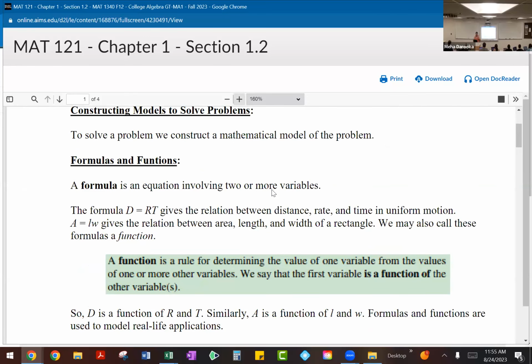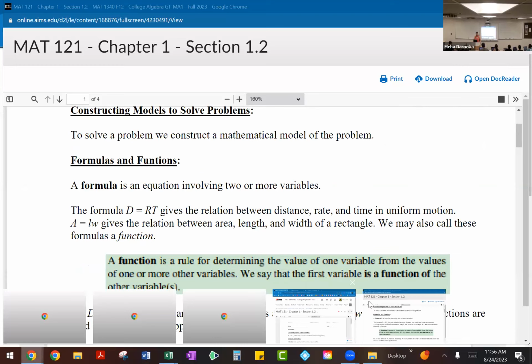So yeah, this is where we are getting into coming up with our own equation. When they say constructing models, they're basically saying, okay, we're going to give you the scenario and you have to try and come up with an equation that will fit that scenario.